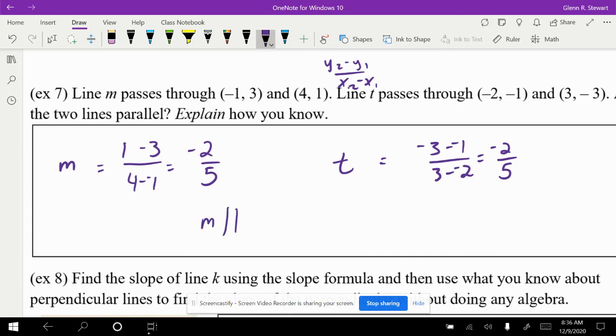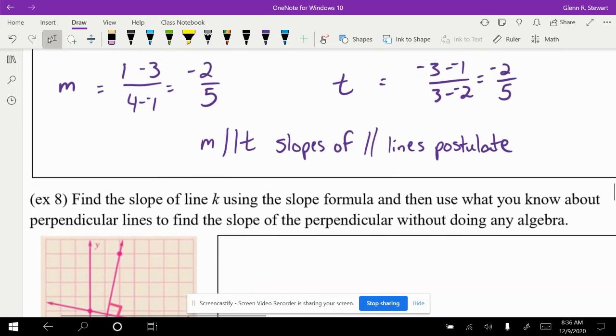So M is parallel to T. And this is because of the slopes of parallel lines postulate. You could also just simply state that M is parallel to T because the slopes are the same.